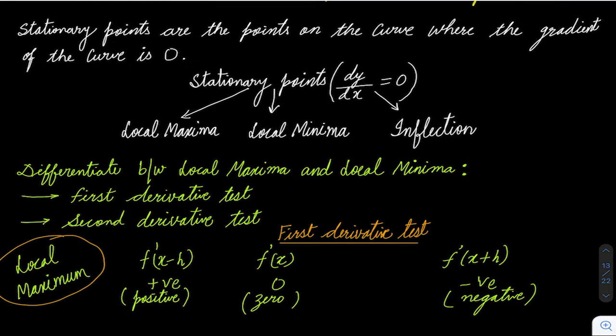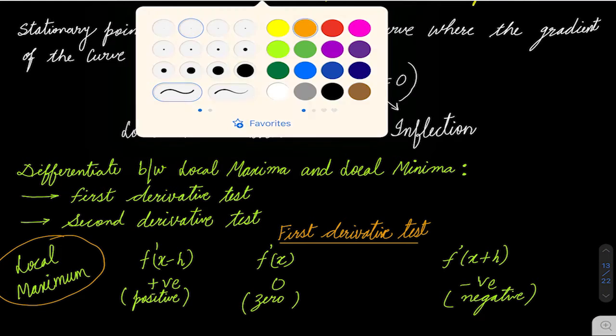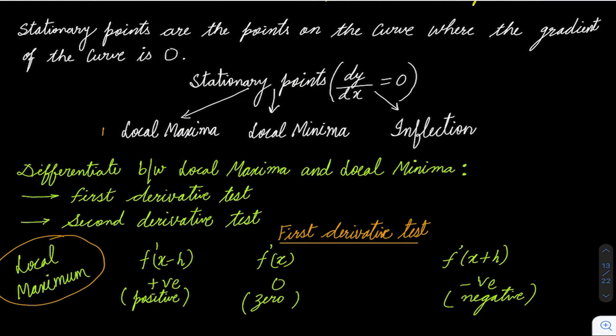Now, a stationary point can be a local maxima, that is one. A stationary point can be a local minima, and a stationary point can be a point of inflection. In this video we will see the first two, local maxima and local minima. In the next video we will see the inflection points.